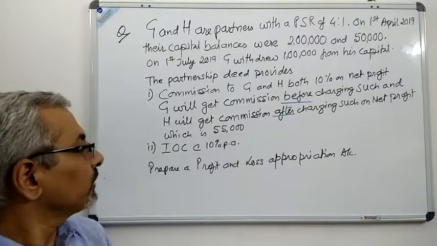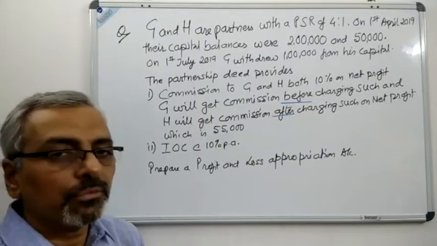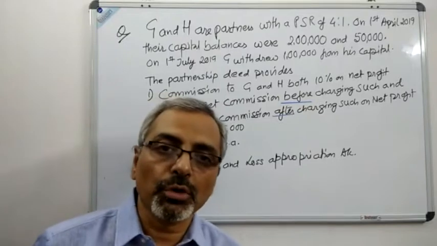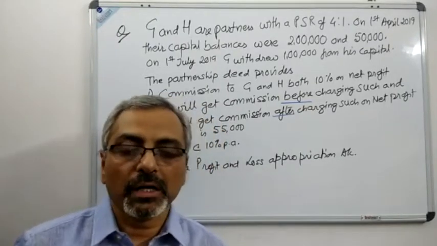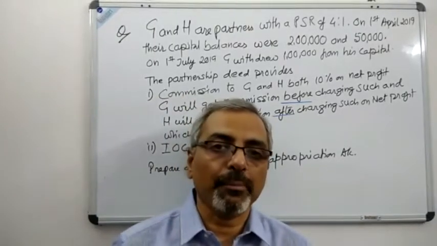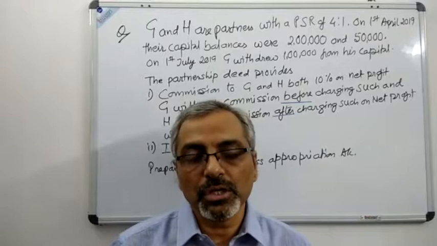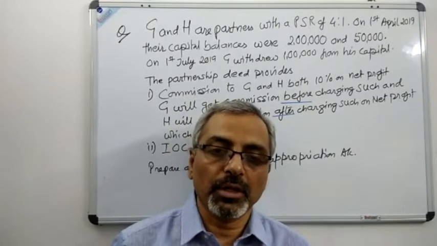And then we have another piece of information, interest on capital at 10% per annum. Note in this question there is no drawing and there is no interest on drawing. There is no salary given to partners. So there are only two things given in the question. One is the interest on capital and the second one is the commission. And the question has asked us to prepare the profit and loss appropriation account.